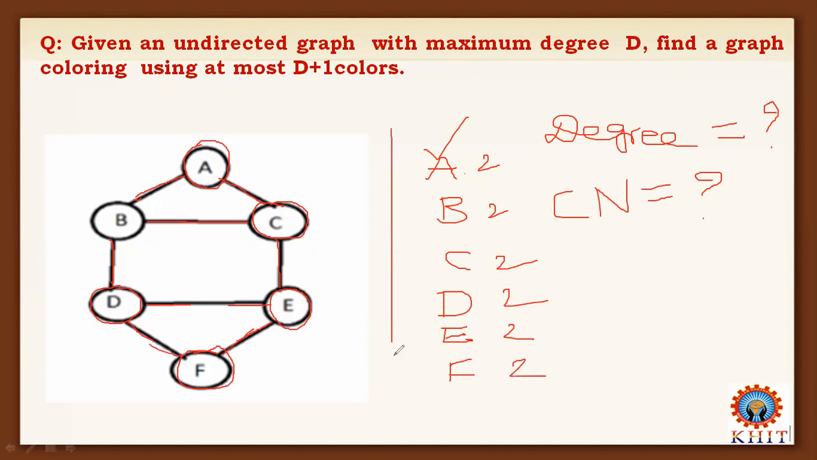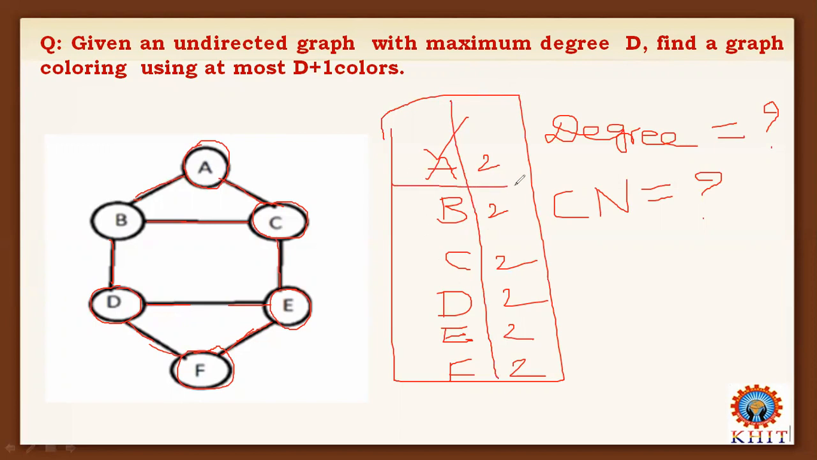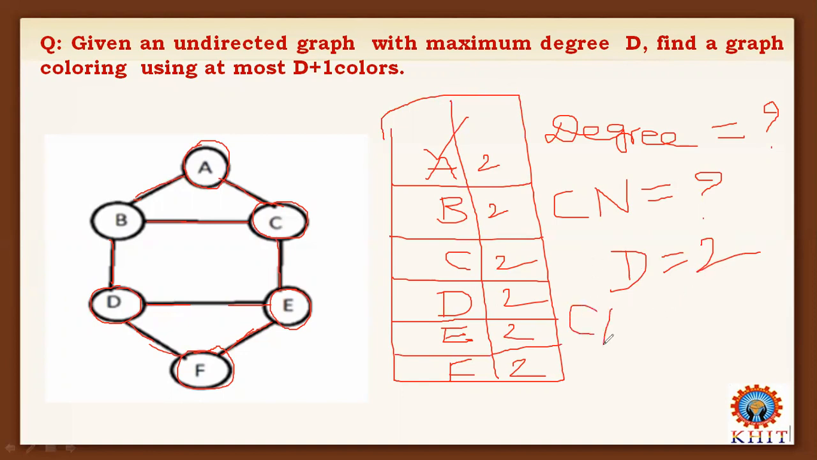If you observe the number of possible outs for each and every vertex clearly, all vertices have an equal degree. So the maximum degree of the given graph is 2. The maximum degree of the given graph is 2, so the D value is 2. Once you find the value of D, you can find the value of Cn. The value of Cn is equal to D plus 1.